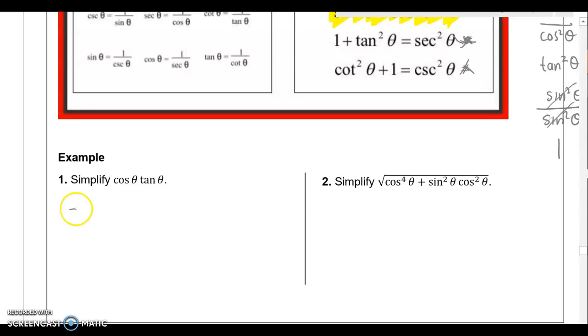Okay, well, let's see what we know. We can't really do much with cos theta, so I'm going to leave cos theta as cos theta. But we know from our rules that tan theta is sine theta on cos theta. So what I'm doing is just replacing my tan theta with the sine theta on cos theta. And now, just like we did in our algebra topic, we can cross out terms that are similar on the top and the bottom. I've got a cos theta and I can cancel that with a cos theta, so I end up with sine theta as the simplified version.